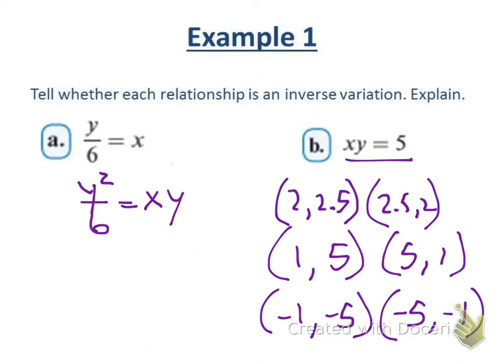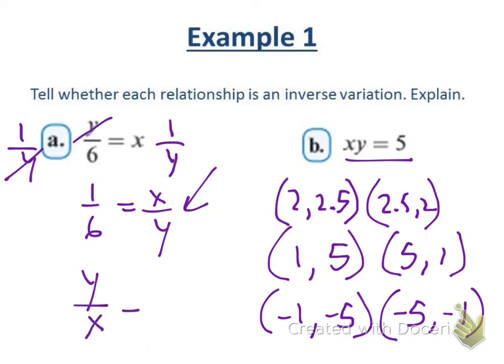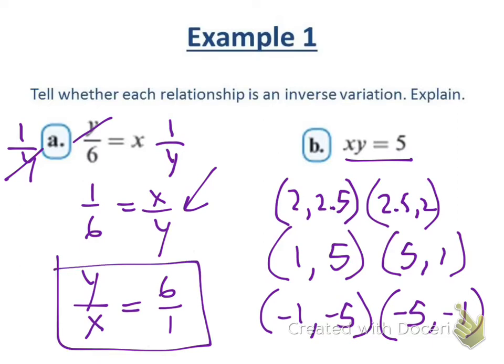Oh, okay. So you could multiply both sides by 1 over y. If you multiply both sides by 1 over y, then you get these y's canceling. You get 1/6 equals x divided by y. x divided by y, that's direct variation. Because if you reciprocate both sides, what do you get? y divided by x equals 6 over 1. So this is direct variation by definition.